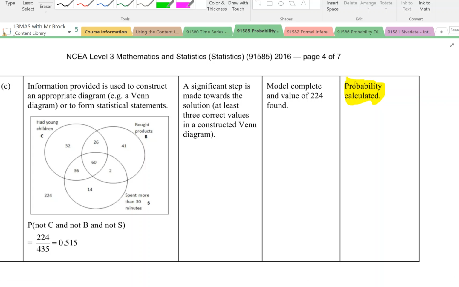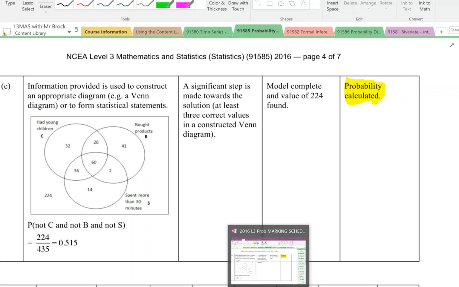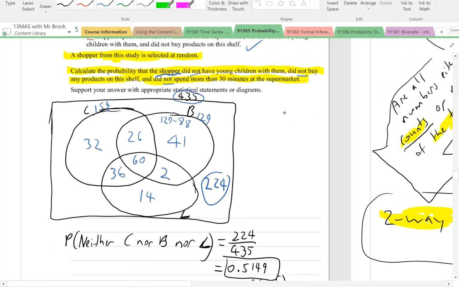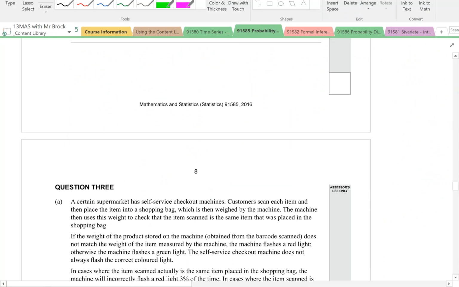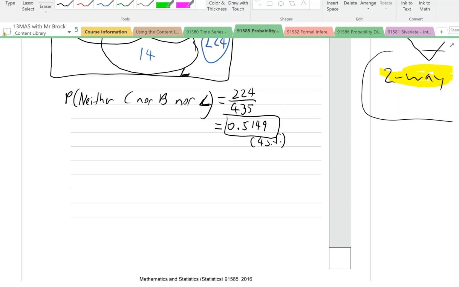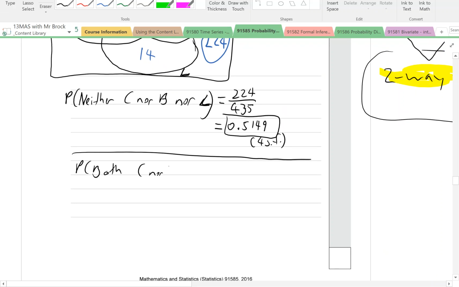Sometimes for excellence, they'll give you a question like this and then ask you for the probability that if two successive shoppers were chosen at random from this particular list of shoppers, what would be the probability that they were both in that category? If they'd asked that, how would you do it? So if it's out of 435 shoppers and you wanted two successive ones, why would it be wrong? This is just a question I've made up. So both neither C nor B nor L for two shoppers.